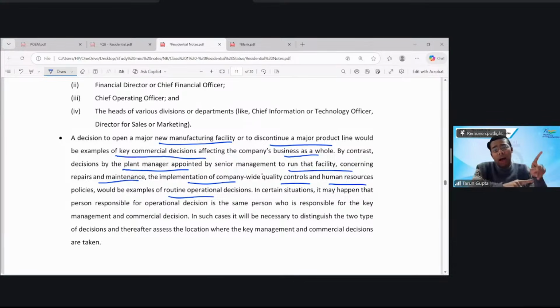The repair and maintenance of a plant or a factory, or the payroll, whether to hire or not for the staff of the company, is a routine decision. Whether to discontinue or to start a new manufacturing facility or a product line is a key management decision which affects the company as a whole. To exit a country or to exit Europe or Asia Pacific is a key decision. The person who is taking the decision is where the POEM shall lie. In certain situations, it may happen that the person responsible for operational decisions is the same person who is responsible for the management and commercial decisions.